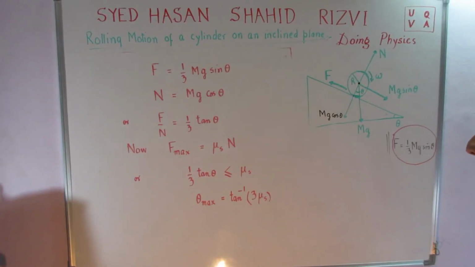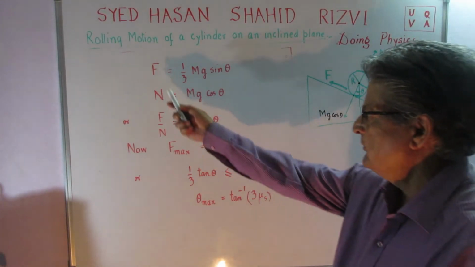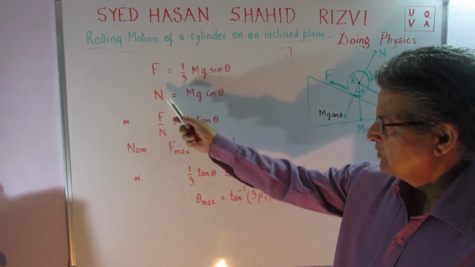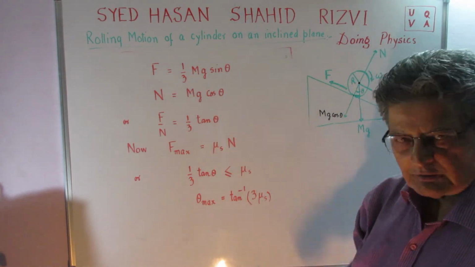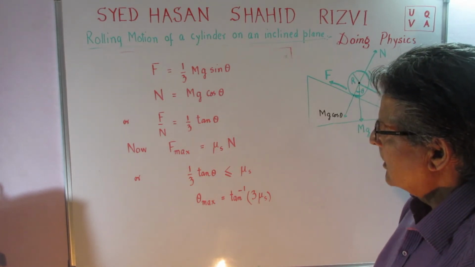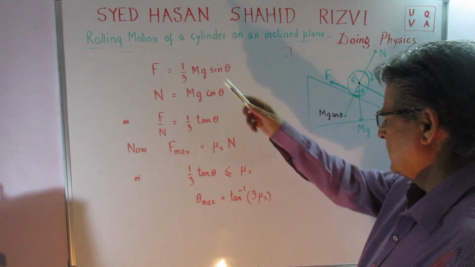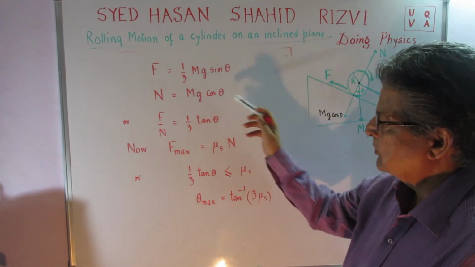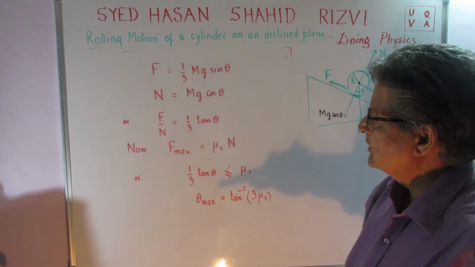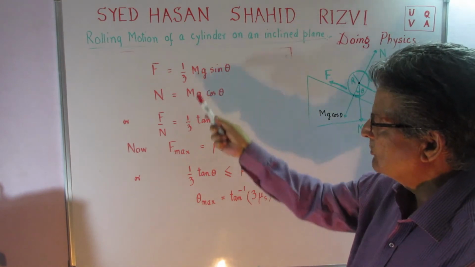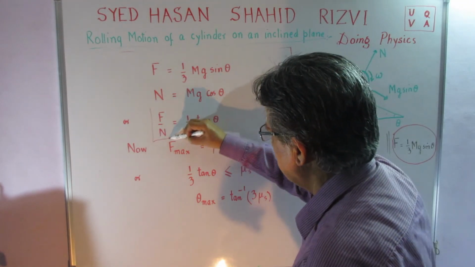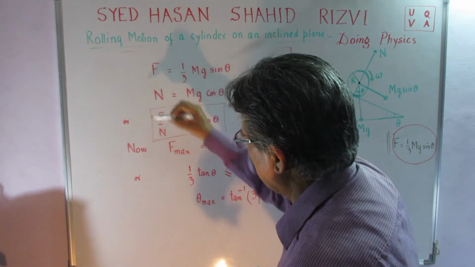Okay, so now I am rewriting the value of F, the frictional force, 1/3 mg sine of theta, and we also recall that N, the normal force, is equal to mg cos of theta. They equate because there is no motion perpendicular to the direction of the incline, so these two have to be equal. Now if I divide F by N, what do I get? mg and mg cancel out, sin theta upon cos theta is tan theta, so 1/3 of tan theta. So this is F by N, which I get as 1/3 of tan theta.